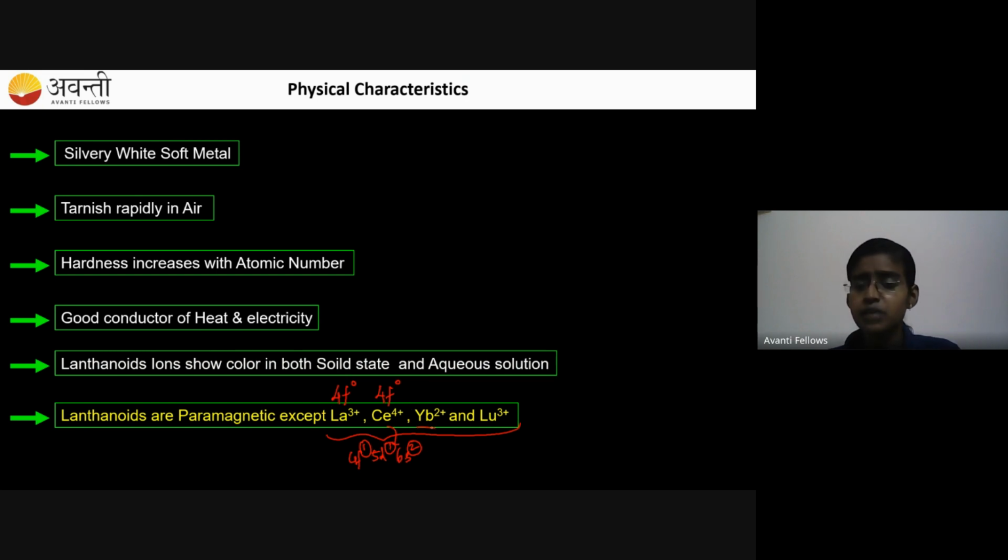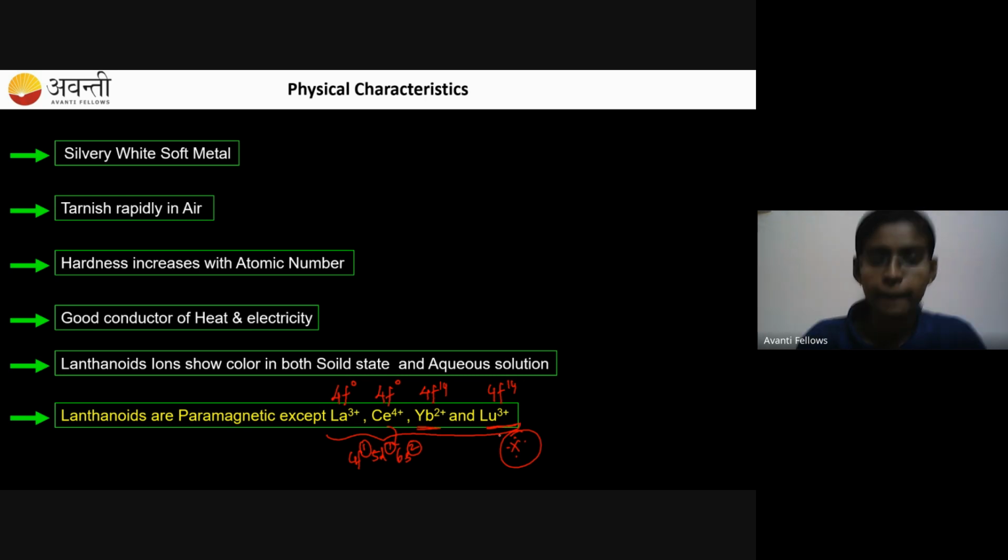And in ytterbium 2+, it will contain 4f14, fully filled. And lutetium 3+ also has 4f14 fully filled. So these 4 ions are the exceptions. Other than these 4 ions, all other ions formed by the lanthanides are paramagnetic in nature. So these 4 ions are very, very important. They may ask you to find out the ions which are diamagnetic in nature by giving 2 ions in the options. Okay, you have to read these 4 ions.